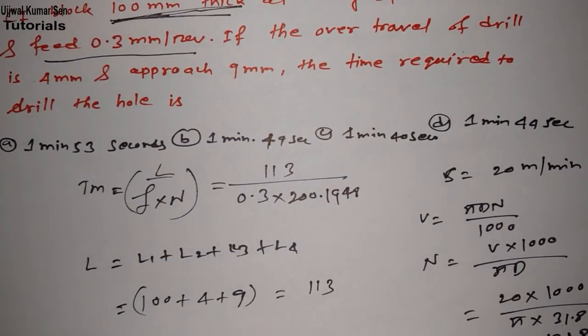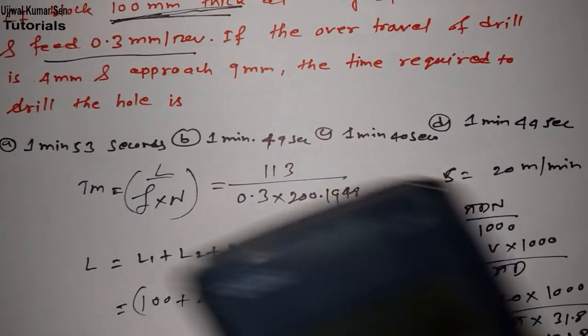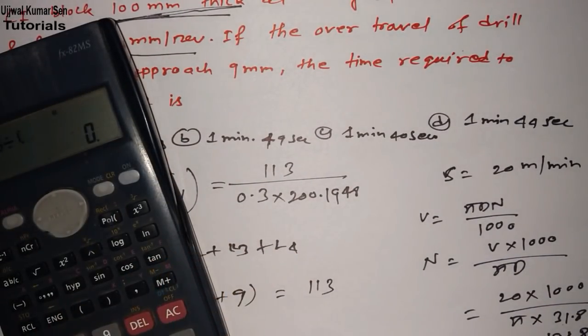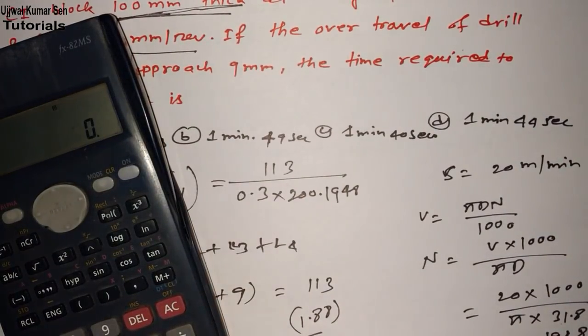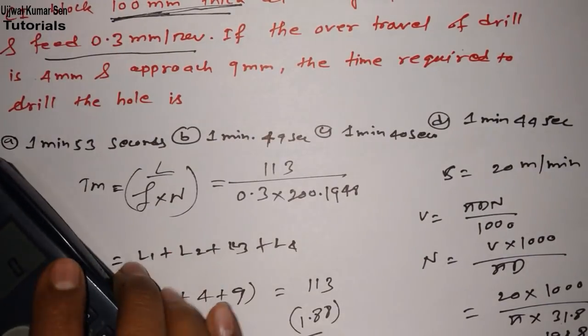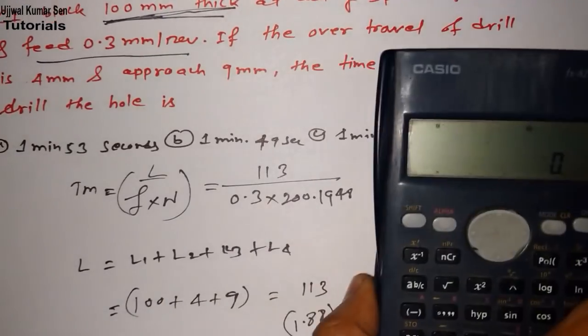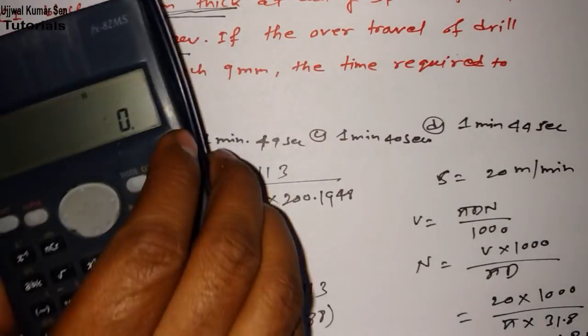Now what we require to solve the problem is a calculator, right? So 113 divided by 0.3 into 200.1948, okay, so how much did we get? 1.88. Now we have to convert this into minutes and seconds, because the answer is given in minutes and seconds, and this is the total machining time. So we have to convert this into minutes and seconds.